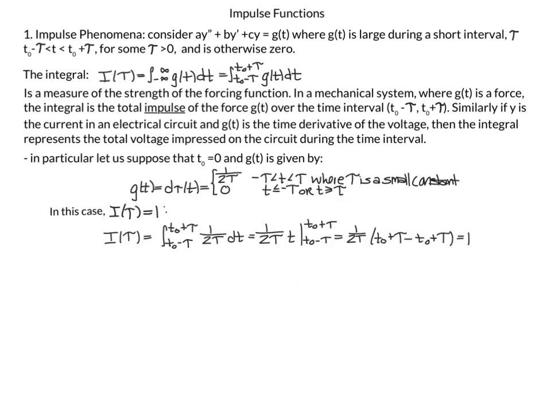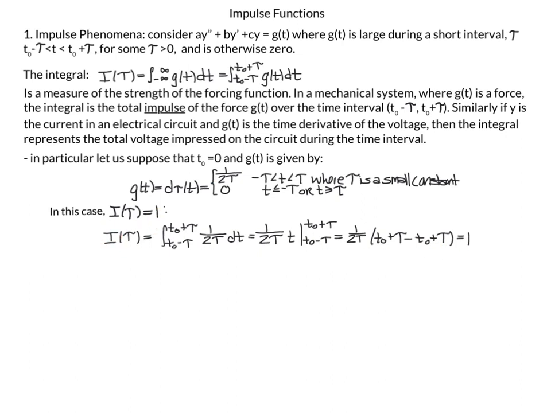In particular, first we're going to look at a g of t that is centered at 0. In other words, t naught is equal to 0. And then g of t is going to be 0, again, when we're outside the interval, where t is less than negative tau, or t is greater than tau. And then we're going to let g of t in this little interval, negative tau to tau, equal 1 over 2 tau. And this will allow us to have our integral equal to 1.